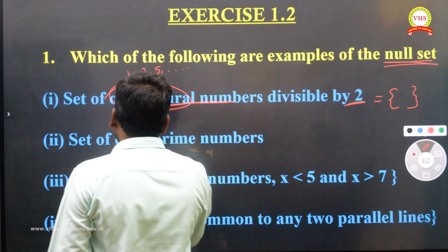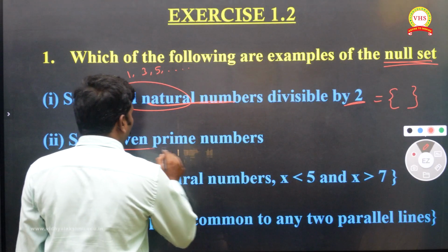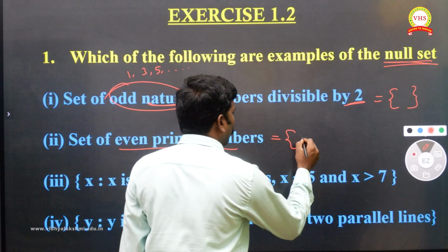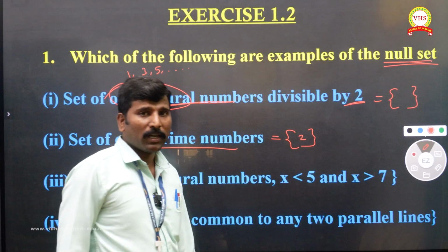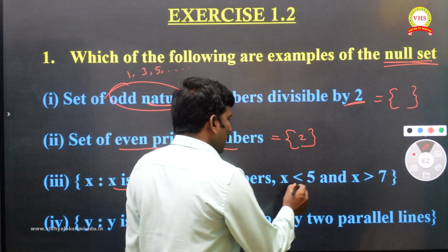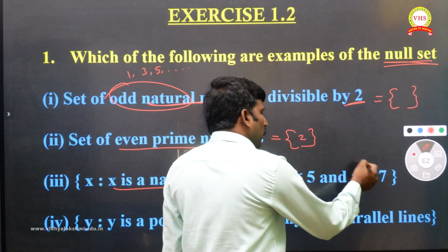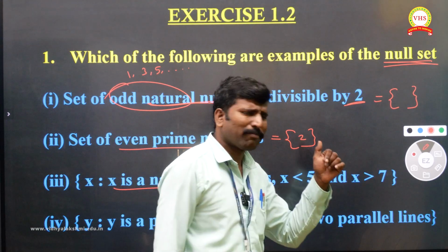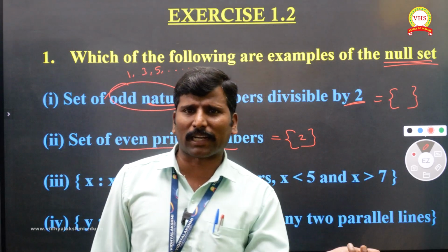Okay. And a set of even prime numbers. Even prime number we have: number 2 is an even prime. Then, x is a natural number less than 5 and more than 7. But at a time, this is never satisfied, right?